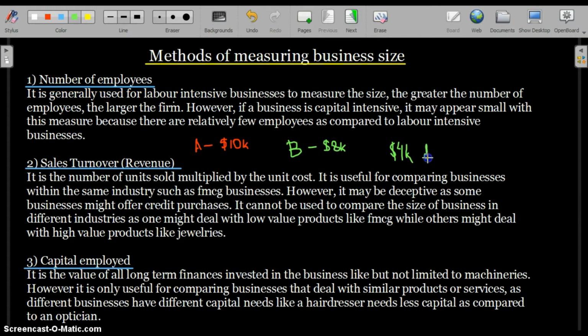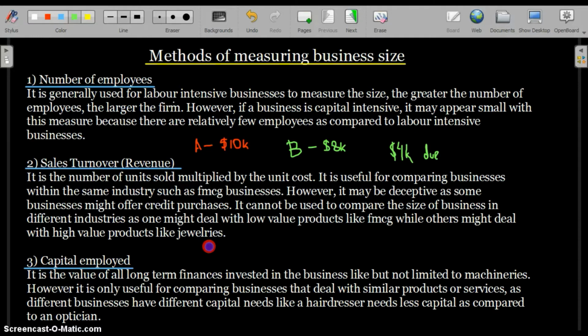This is due from some other customers and they said they'll pay for it later, so that becomes an issue, because you haven't considered this 4000 that is due when you're comparing with this method. It also cannot be used to compare the size of businesses in different industries, as we discussed earlier, as one might deal with low value products like FMCG while others might deal with high value products like jewelries. Okay, so that's about this method.